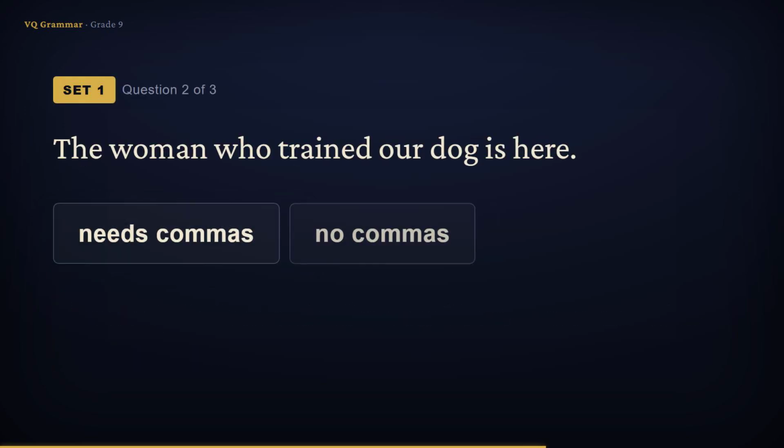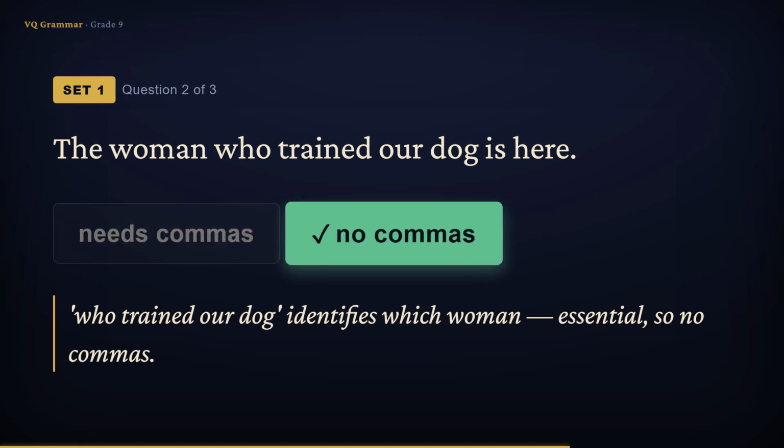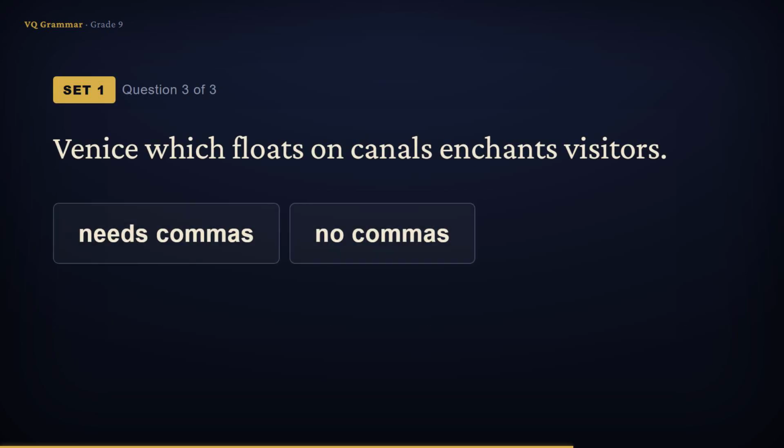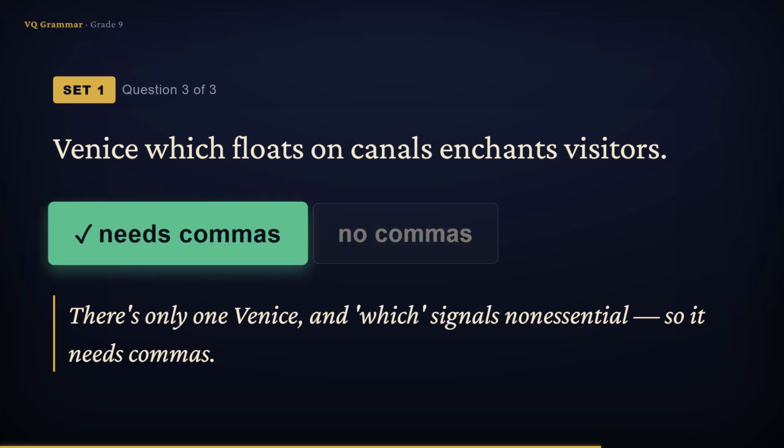The woman who trained our dog is here. Try lifting out the clause. The woman is here. Which woman? We've lost what identified her. That clause is essential. It tells us which woman, so it takes no commas. The answer is no commas. Venice, which floats on canals, enchants visitors. There's only one Venice, so the which clause is just added color. Lift it out, and Venice still enchants visitors. It's non-essential. And that word which is a strong hint too, so it needs commas. The answer is needs commas.